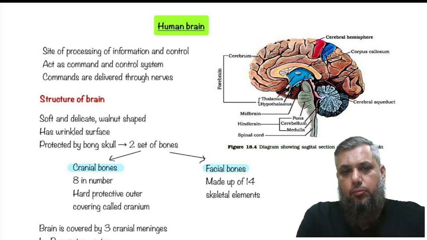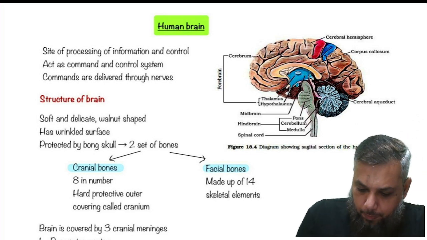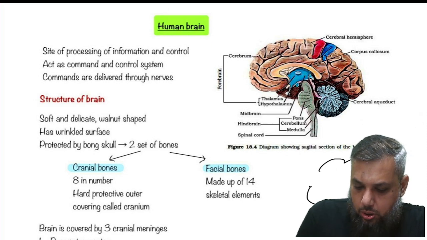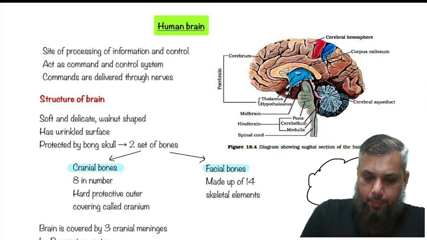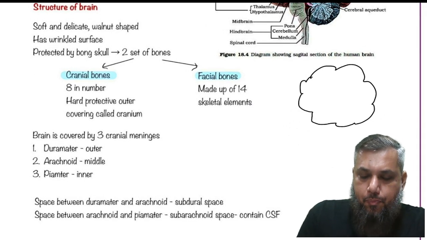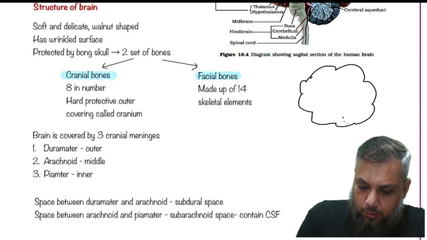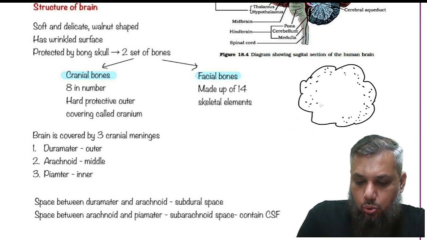Now, the human brain is a soft tissue. What do I mean by a soft tissue? There is no muscle or bones in the brain. It is made up of millions of cells, which are the neurons, and much more than them are the neuroglia.